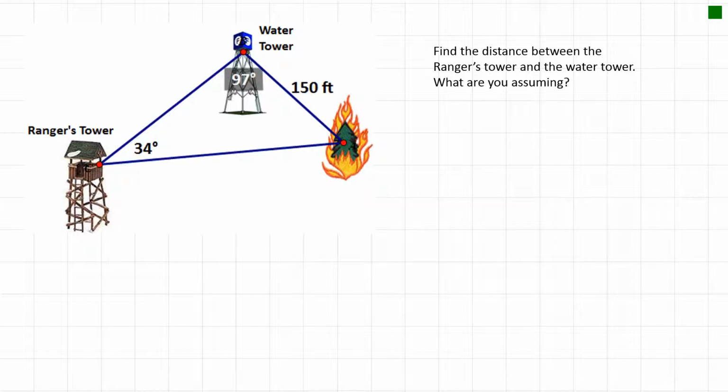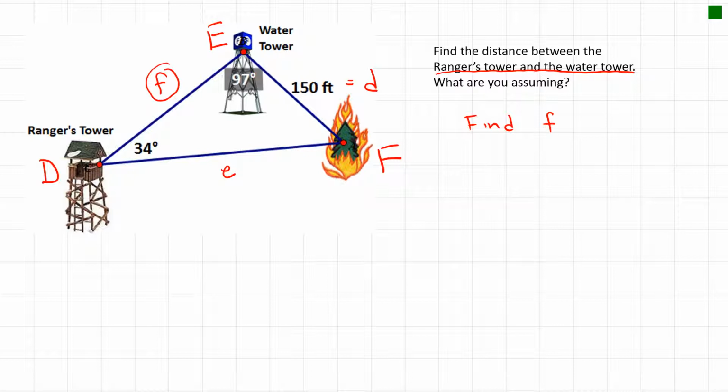So here we've got another applied problem where we've got the water tower, a ranger's tower, and a fire that's being spotted. So I'm going to put in some letters here to help us talk about this problem mathematically. And I'm going to put D, E, and F. Notice I'm deliberately changing the letters just to give you practice on how that works. So this is side F, this will be side little d, and this side will be little e. Now what are we asking for? We're asking for the distance between the ranger's tower and the water tower. So that is f. So we are finding f.